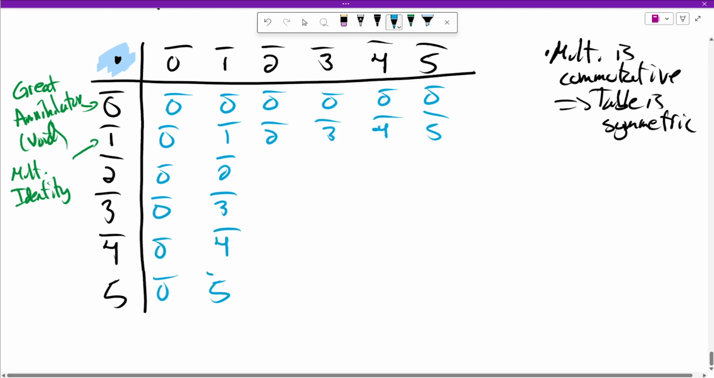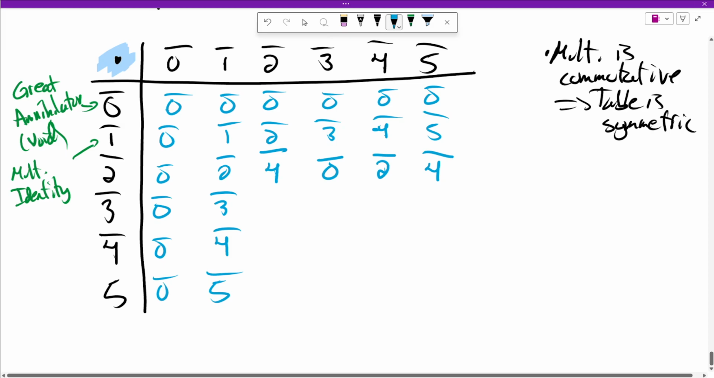Now all of the interesting things happen when we're not multiplying by 0 and 1. So 2 times 2 mod 6 is 4. 2 times 3 mod 6 is 6, but 6 is 0 mod 6. 2 times 4 is 8 mod 6. 8 mod 6 is 2. 2 times 5 is 10 mod 6. 10 mod 6 is 4.